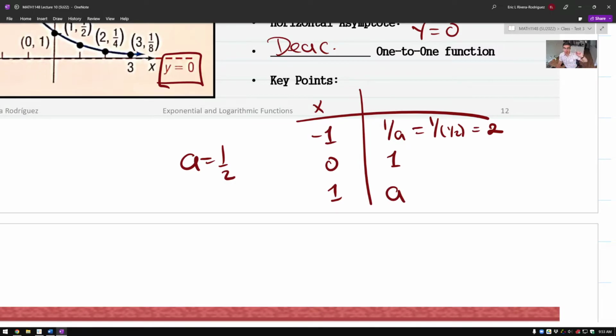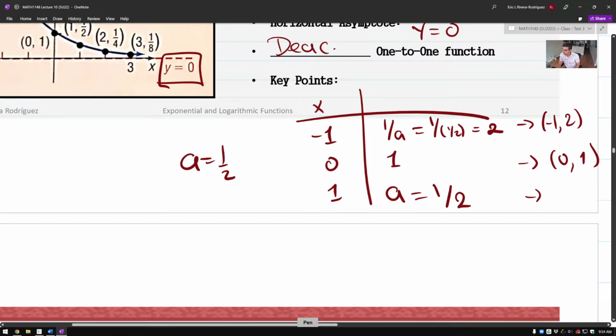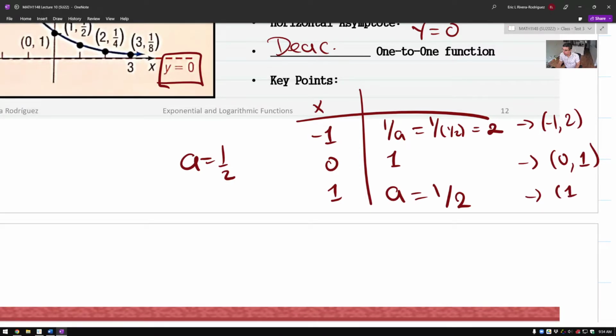That negative, remember, is in the exponent. So what it's going to do is give us back the reciprocal. 0, 1, and then 1 over 1 will give us the value of a, which is just 1/2. Okay, so these are the key points. So we have -1, 2, 0, and 1, and then 1 and 1/2.